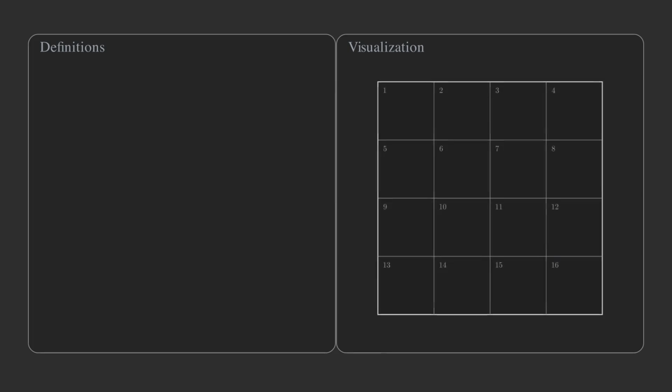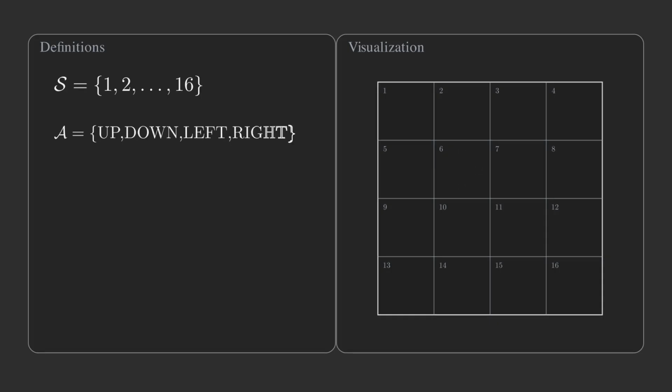To make this concrete, let us consider a simple 4x4 grid world. Each cell in the grid represents a state, so we have state 1 to state 16. The agent can move up, down, left, or right, creating a 4-dimensional action space. If it tries to move outside the grid, it stays in the same cell. Suppose the bottom right corner is a terminal state with reward +1.